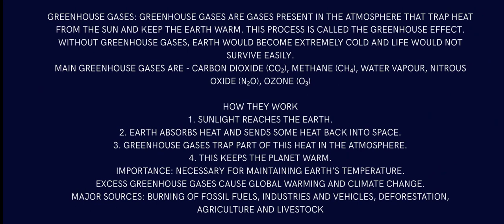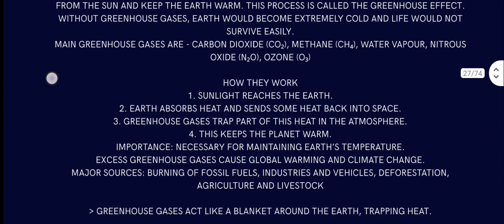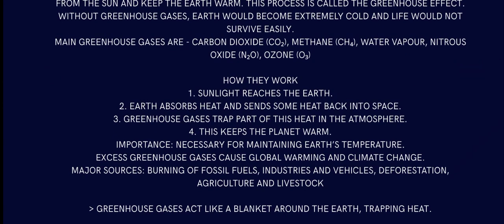So that's how they work: sun reaches the earth, right? Earth absorbs heat and sends some heat back into space, and greenhouse gases trap part of this heat in the atmosphere, right? So this keeps the planet warm. This is necessary for maintaining earth's temperature. Obviously, excess greenhouse gases cause global warming and climate change. Major sources are burning of fossil fuels, industry and vehicles, deforestation, agriculture, and livestock.